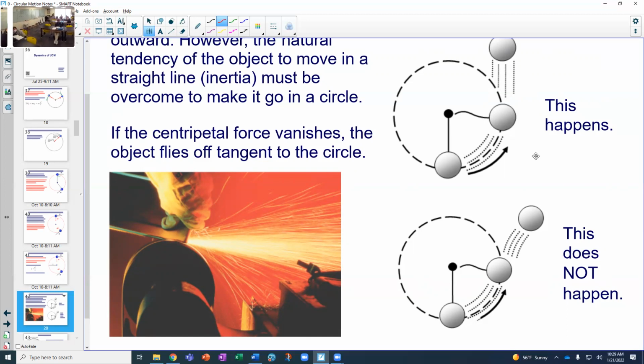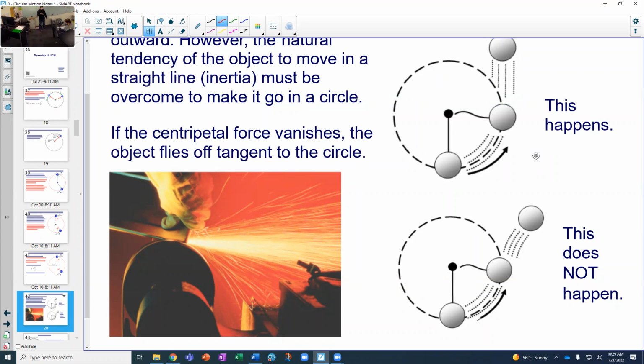But if I'm swinging it in a vertical circle and the string breaks, it's going to start going tangent to the circle, but then what happens? Gravity pulls that. Gravity turns it into a projectile. So can you imagine the question College Board might ask? There's an object swinging in a circle.